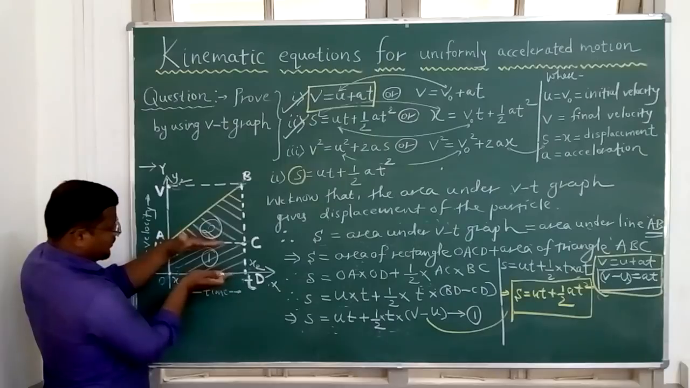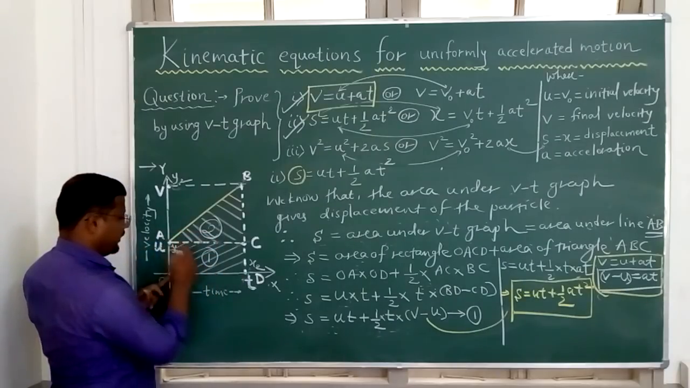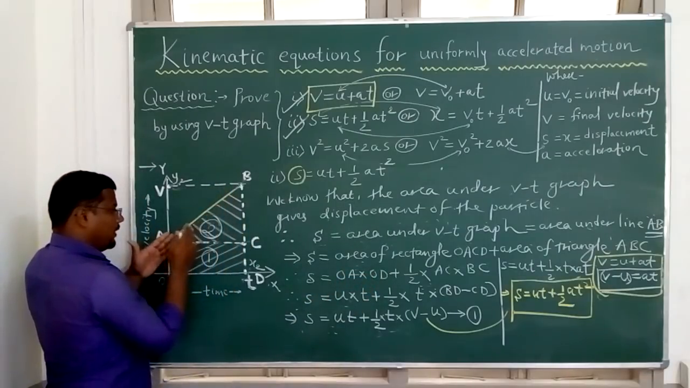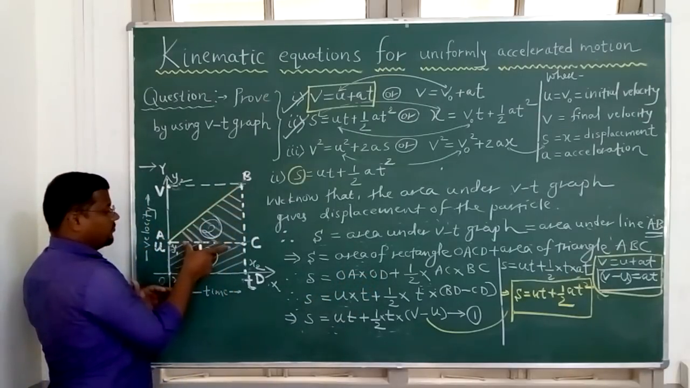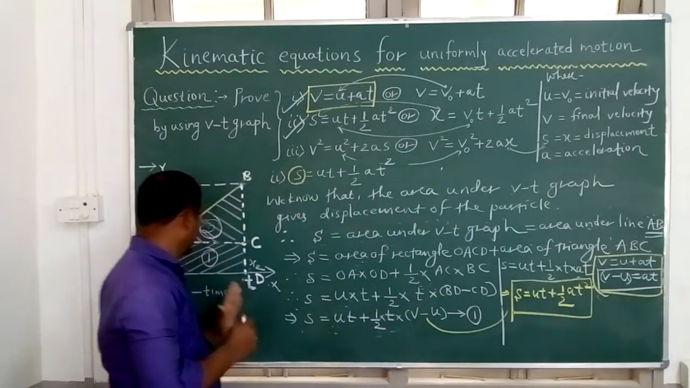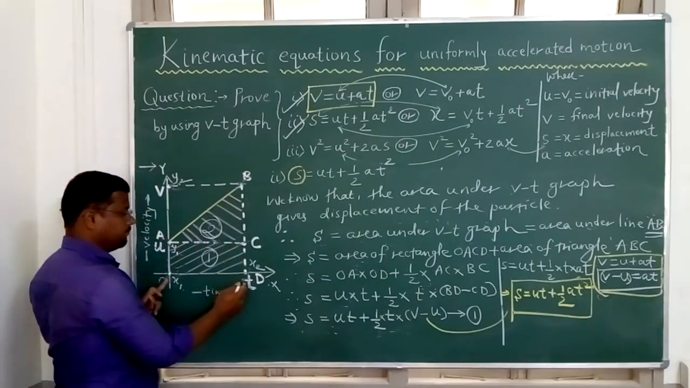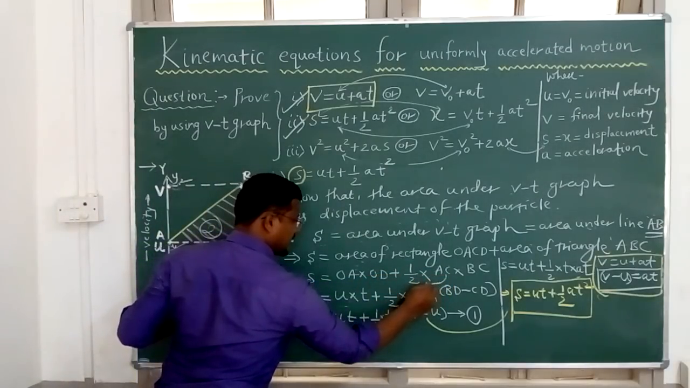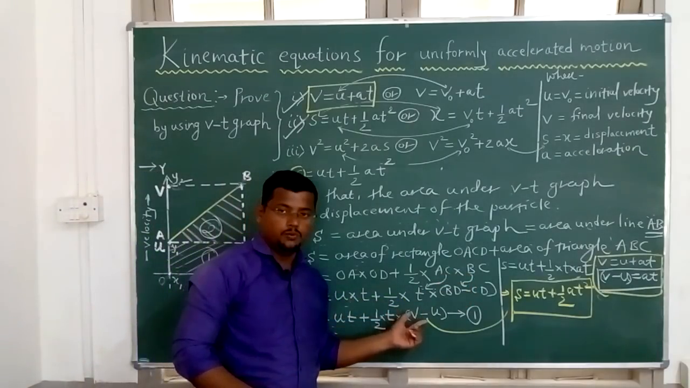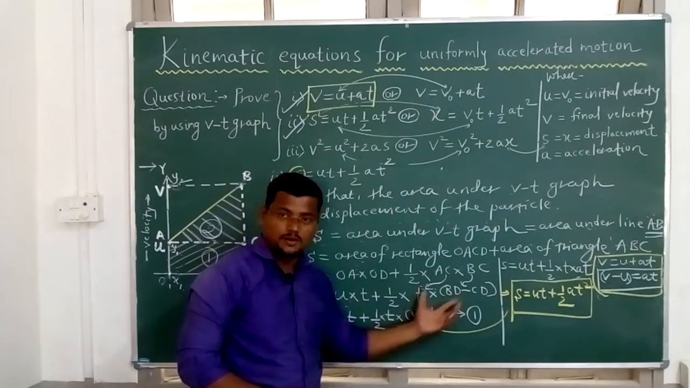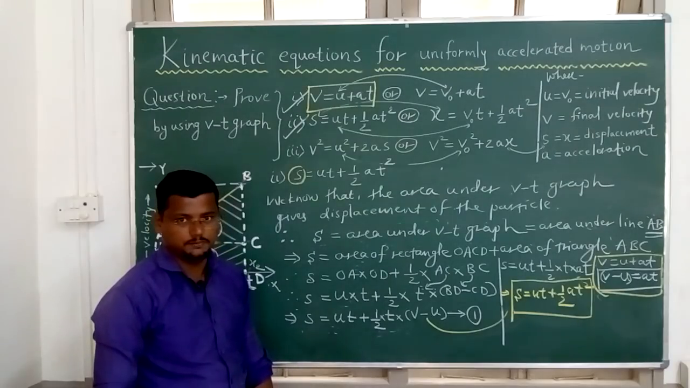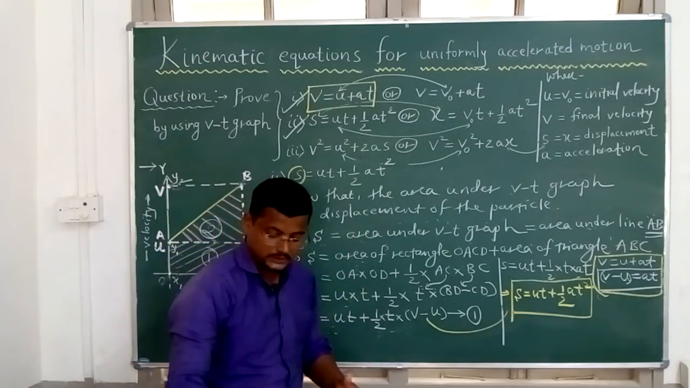So what is area of this rectangle? It is OA into OD. I have written OA is U, OD is time. What is area of the triangle? Half base into height. Base is what? AC, and BC is height. This also I have written. What is AC? It is time. I have written AC as time here. But what is BC? It is BD minus CD. What is BD? V. What is CD? U. What is V minus U? It is AT. The moment I put here AT, your derivation is closed here. Very simple. Okay, now we will go for the third one.